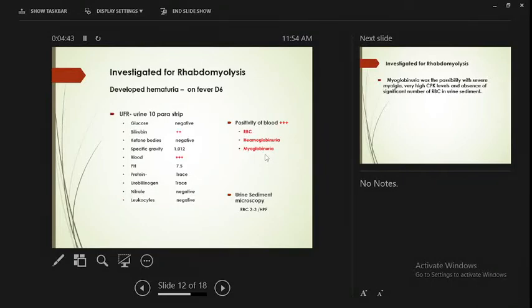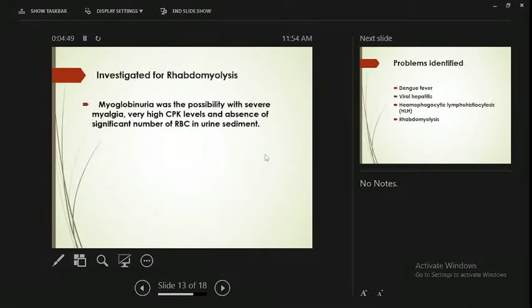However, urine sediment microscopy shows only 2 to 3 red cells per high power field. So myoglobinuria was a possibility, with severe myalgia, very high CPK levels, and absence of a significant number of RBC in the urine sediment.